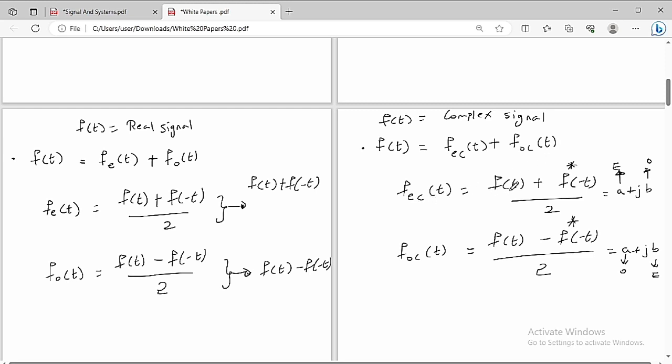Even conjugate signal is nothing but f of t plus f of minus t conjugate, divided by 2. And odd conjugate signal is nothing but f of t minus f of minus t conjugate, divided by 2. Because it is a complex signal, it will have a real part as well as an imaginary part, a plus ib. So here even means the real part is even and the imaginary part is odd. Here odd means the real part is odd and the imaginary part is even.